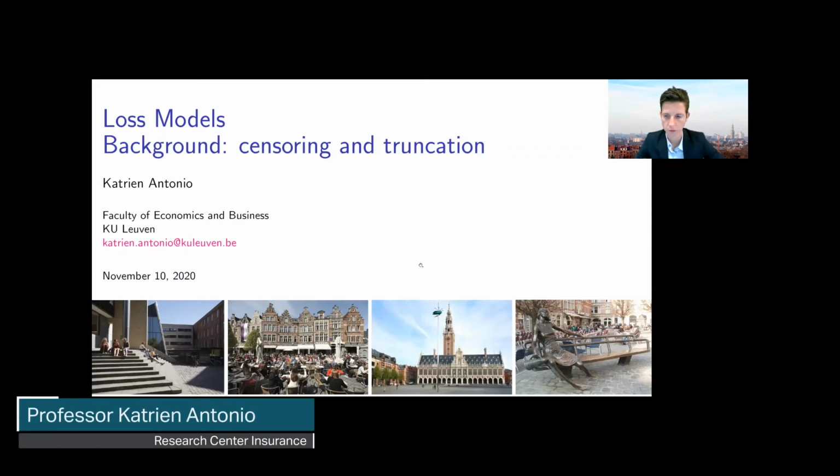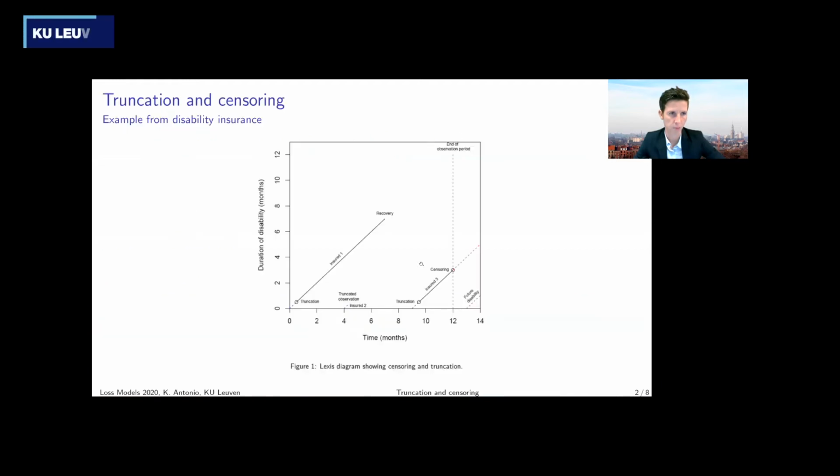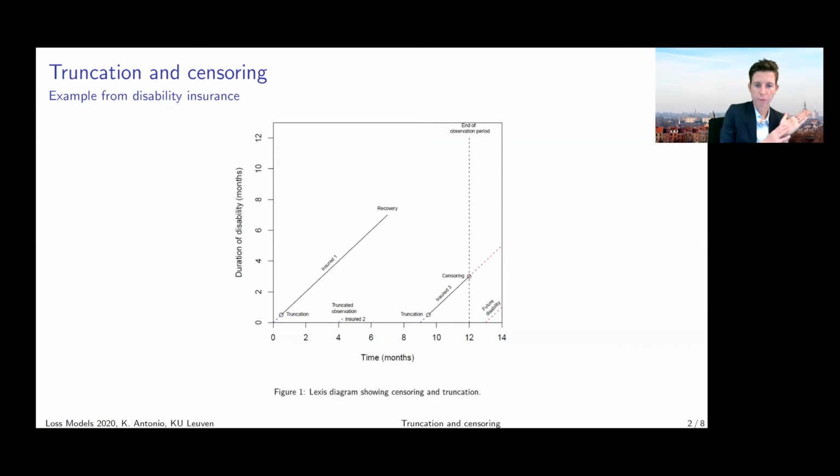Concepts on censoring and truncation. Not too much, but just to give you the necessary elements over there. And I'm going to start with an example from a disability insurance product.